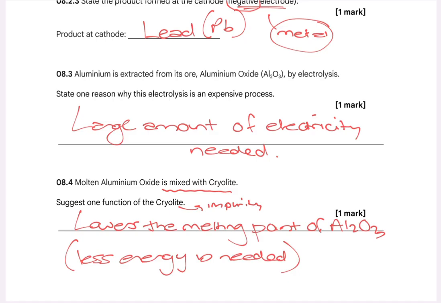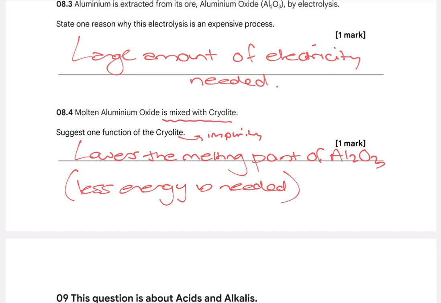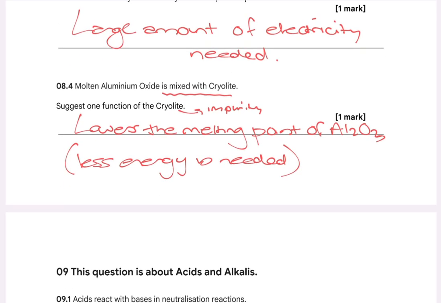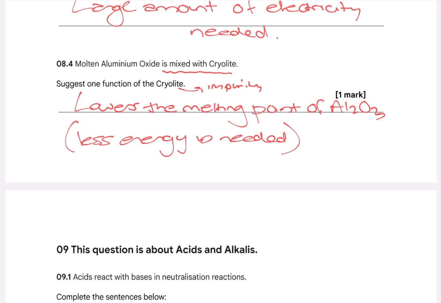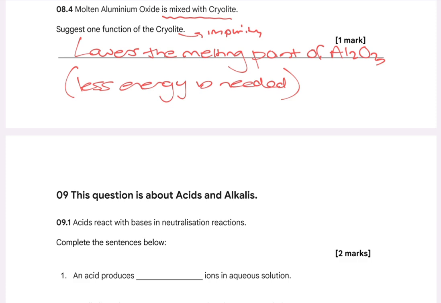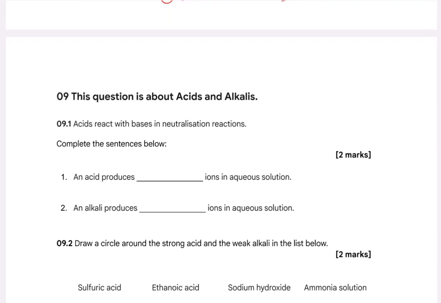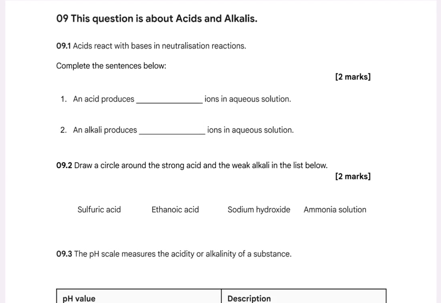So if we've saved a little bit of energy by lowering the melting point, it makes that reaction just a little bit more financially viable. The electricity still costs a lot, but we've needed a little bit less energy to melt the aluminium oxide. Remembering, we need it molten so that the ions can move, as it was in that question just earlier. The ions must be mobile, so it must be molten. We can't do electrolysis on the solid.